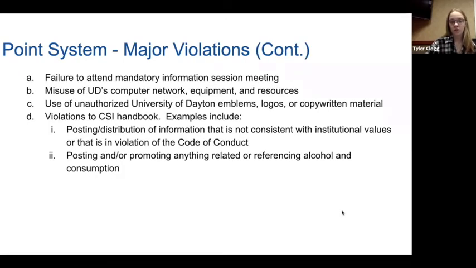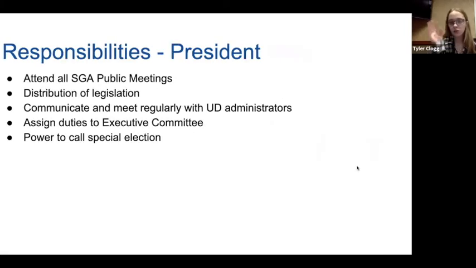Failure to attend mandatory information session meeting, use of UD's computer network, use of unauthorized University of Dayton emblems, logos, or copyrighted material, and some other violations to the CSI handbook. So just a quick overview of what the responsibility for each position is.